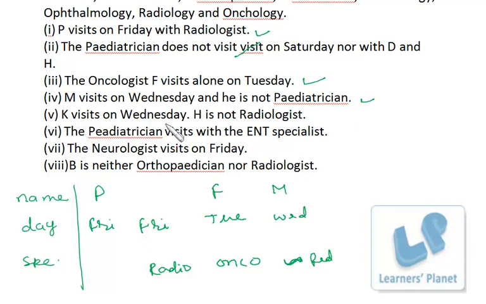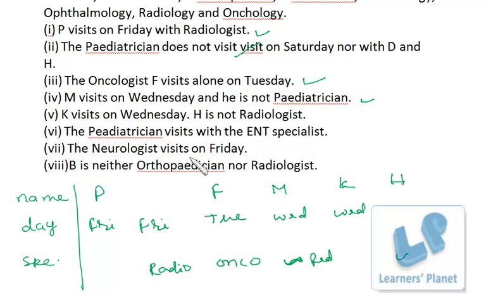K visits on Wednesday, so K and Wednesday, and H is not a radiologist. So H cannot be over here because this is radiologist and we do not have any other place, so I just write H over here and he is not radiologist, so we don't have to mention because radiologist is already occupied over here, right? So the pediatrician visits with ENT specialist. Okay, cannot say who will be the person.